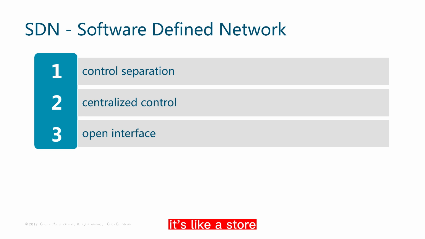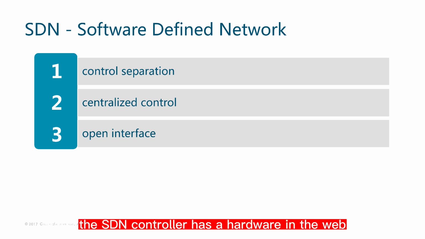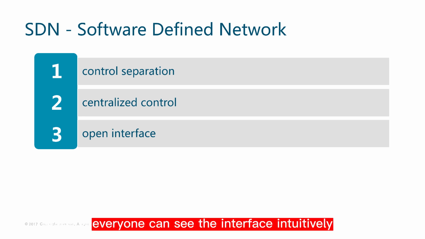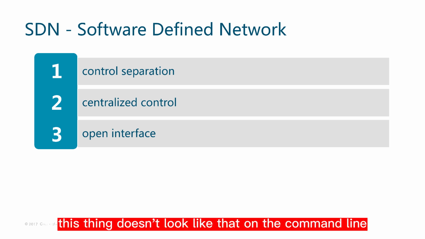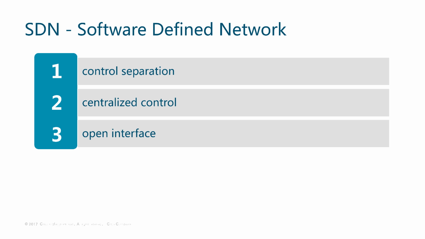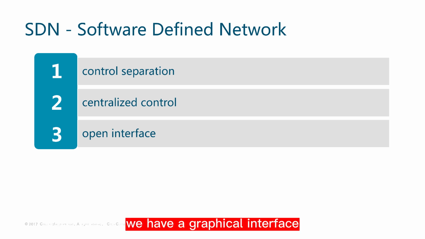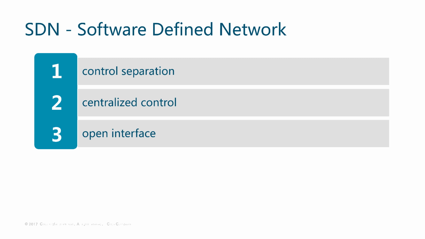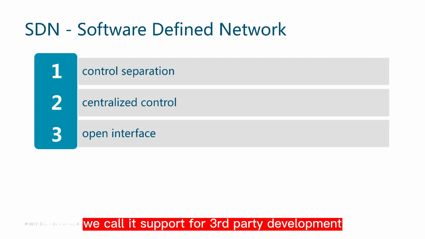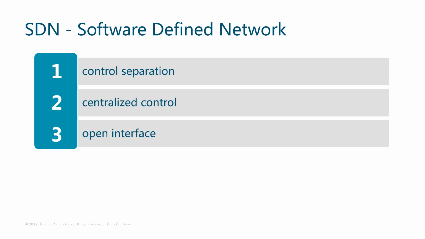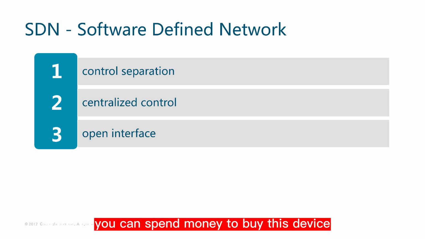It's like a store. The SDN controller hardware has a web interface, and everyone can see it intuitively. It doesn't look like the command line. We have a graphical interface, and people can come in for development. We call it support for third-party development, which is equivalent to accessing more developers. Now if the user wants to use a function, you can spend money to buy it.